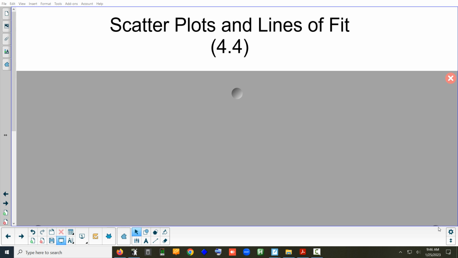Alright, so we finished up section 4.3, which is all about finding equations of lines that are parallel or perpendicular. What we're going to look at in 4.4 still involves lines, but we're going to look at what's called a scatter plot. And what we might do is draw a line on the scatter plot.